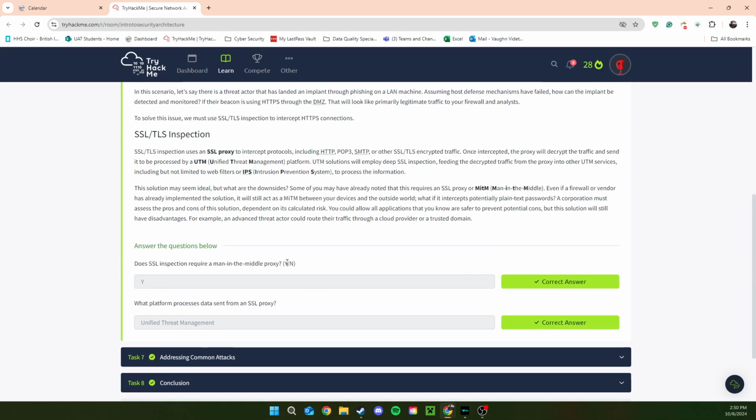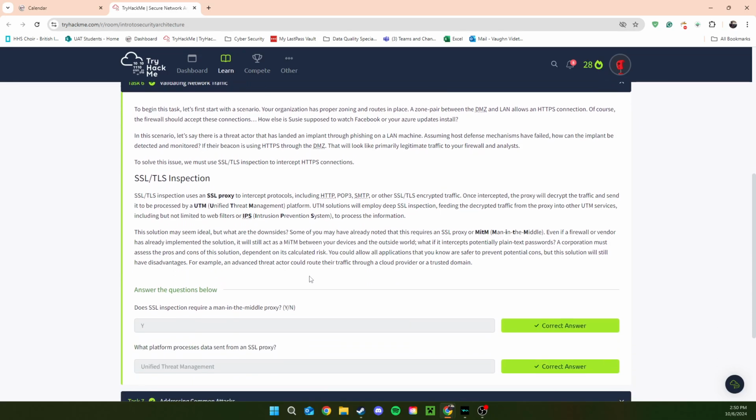So, validating network traffic. SSL or TLS inspection uses an SSL proxy to intercept protocols. Once intercepted, the proxy will decrypt the traffic and send it to be processed by a Unified Threat Management platform, or UTM. UTM solutions will employ deep SSL inspection, feeding the decrypted traffic from the proxy into other UTM services, including but not limited to web filters or IPS, to process the information.